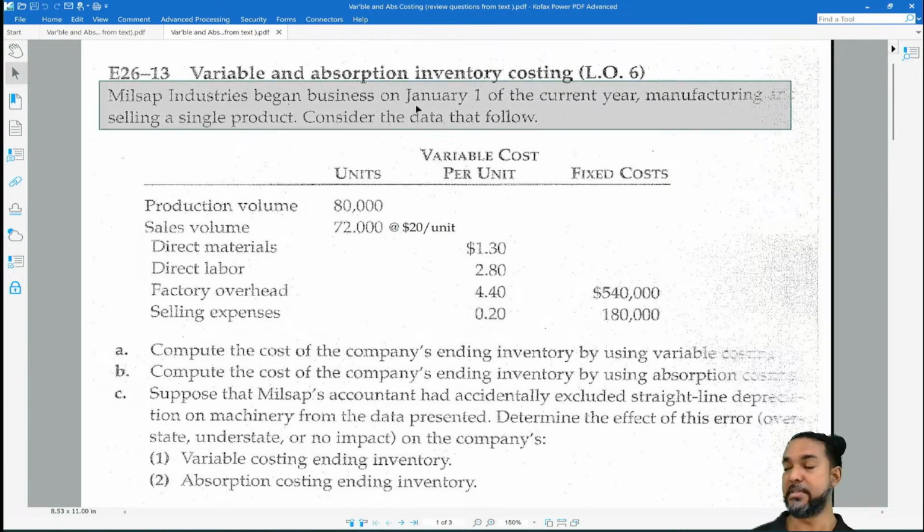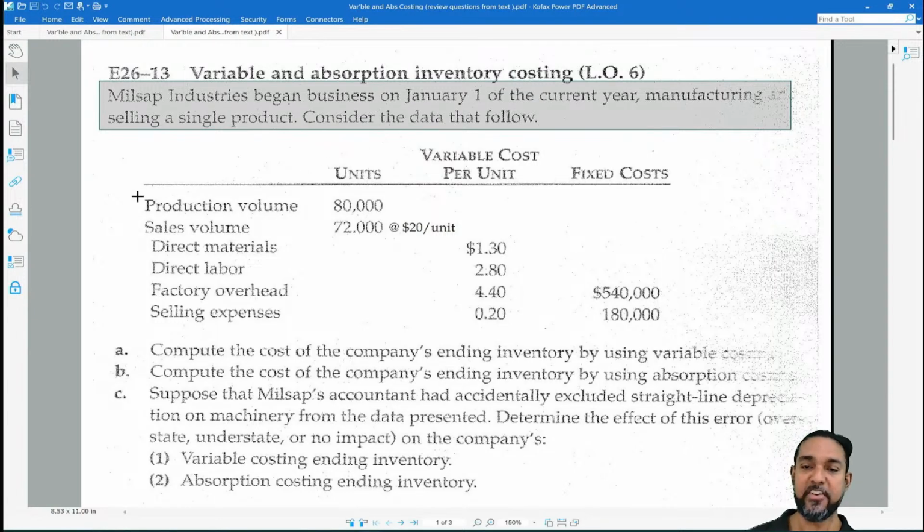Industries began business on Jan 1st of the current year, manufacturing and selling a single product, right? So the thing about having started business in the current year is that there will likely be no opening inventory of finished goods. There is no opening inventory, right?